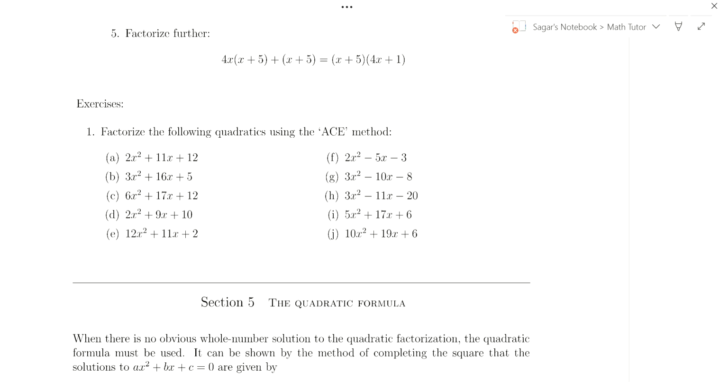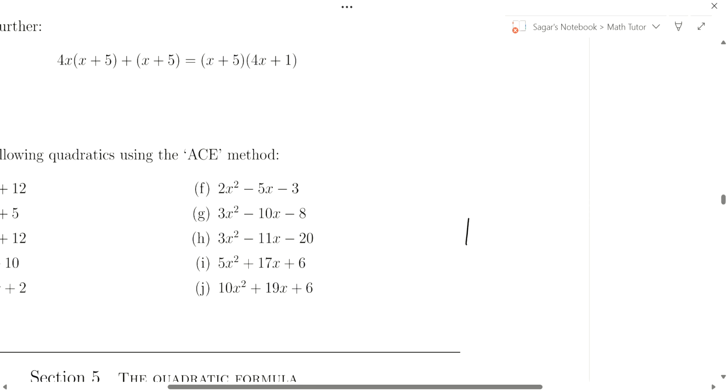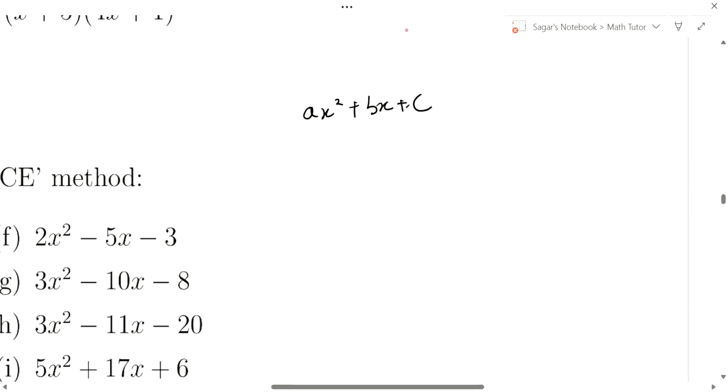Today we will be doing factorization using the AC method. Now, before we begin, let me write down the quadratic equation: ax squared plus bx plus c. Now, if you remember previously, a was usually 1, and we looked at our constant and we found two values that when multiplied gave us c and when added gave us b.